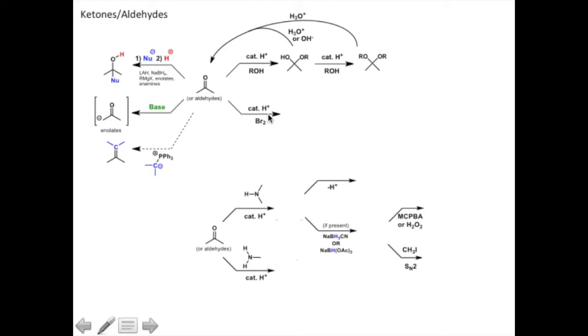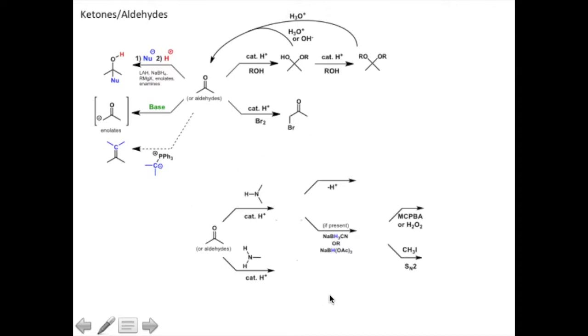Bromination under acidic conditions results in adding bromine to the alpha carbon of the carbonyl group. How does this happen? This happens through an intermediate formation of an enol. So catalytic H plus causes tautomerization to happen, and then the enol reacts with bromine, and the resulting molecule rearranges to make this bromo alpha ketone.